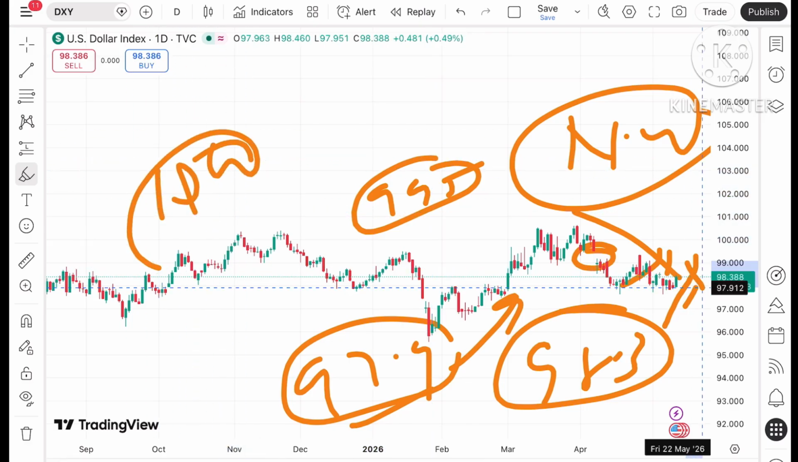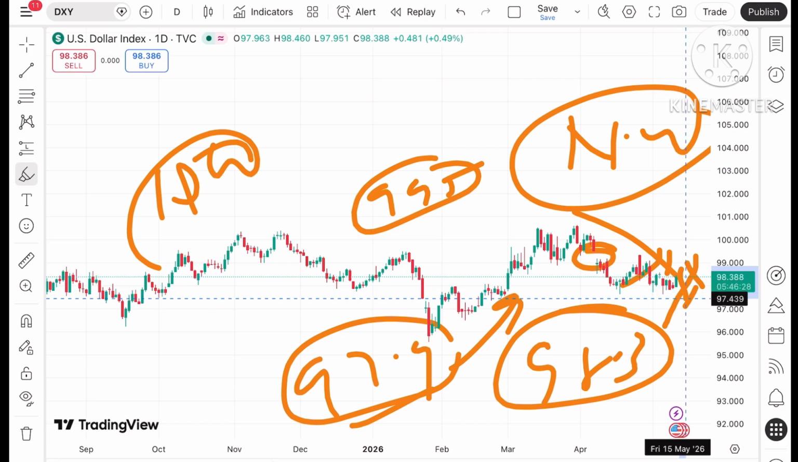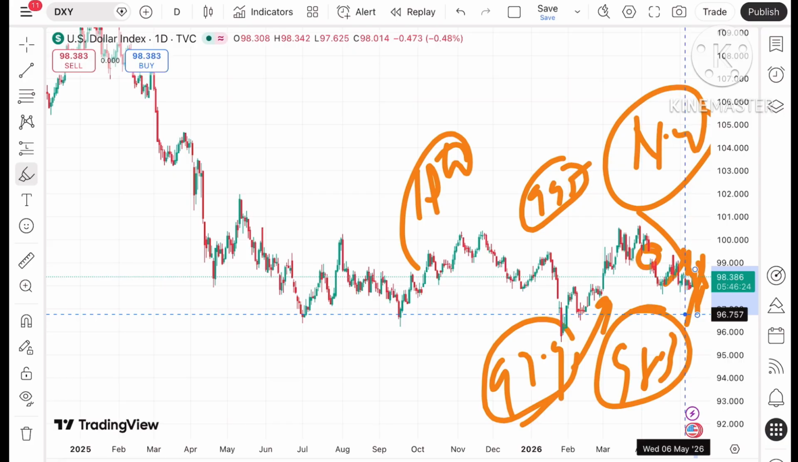But if it starts coming down and goes below around 97.9, there will be a probability of going towards 97.5, then it will move towards 96.7, and then a further fall can be seen.